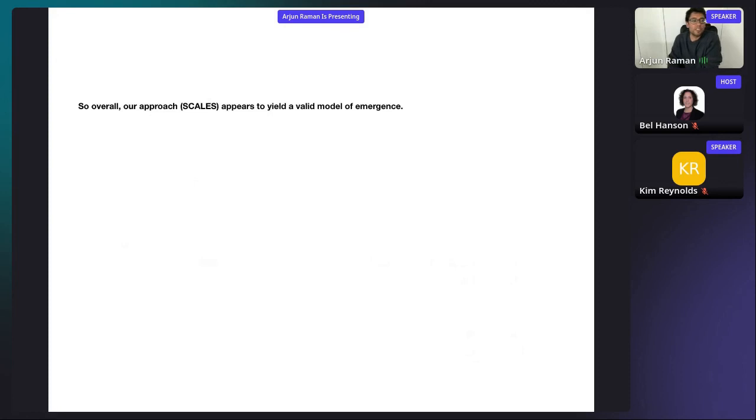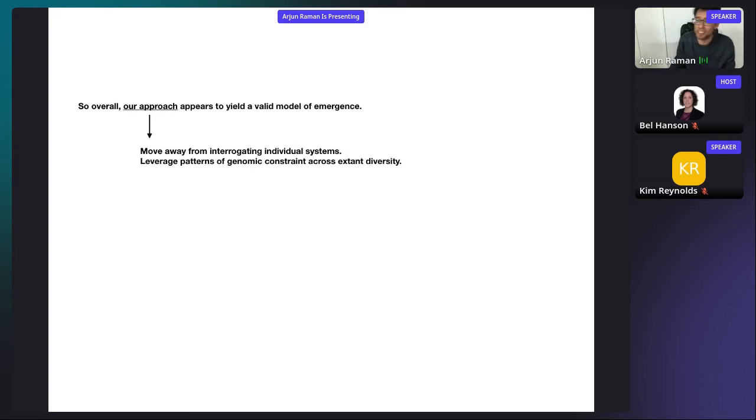I'll end by saying that our approach, which we call spectral correlation analysis of layered evolutionary scales, appears to yield a valid model of emergence. That is, how proteins at the quote bottom layer integrate together to create protein complexes, and then ultimately pathways that influence phenotype and fitness. Generalizing our approach, beyond the acronym we created, underlying what we did was the idea of moving away from interrogating individual systems in the lab, such as taking apart E. coli K12 or Pseudomonas, and rather leveraging patterns of genomic constraint across extant diversity to infer what patterns of interactions are important for function.